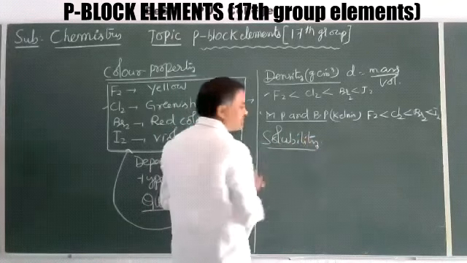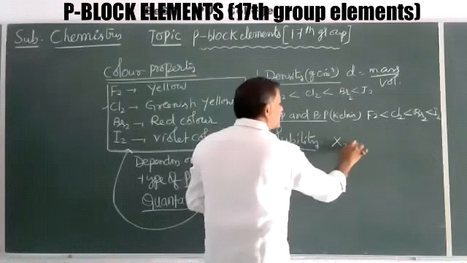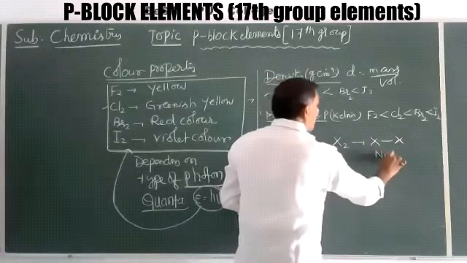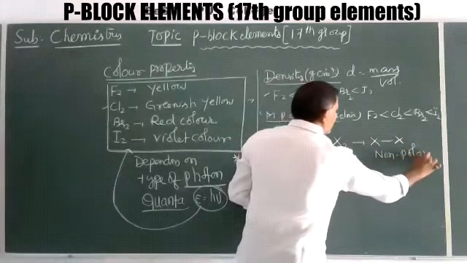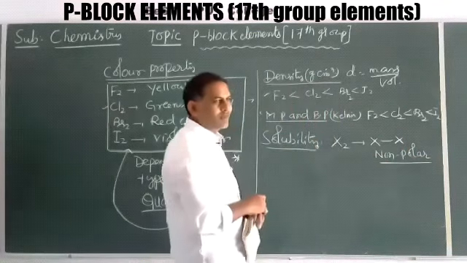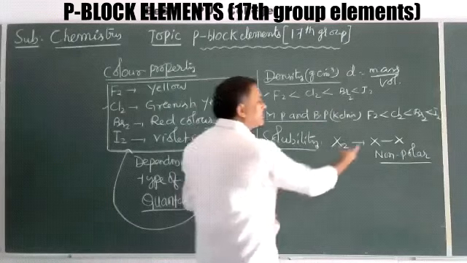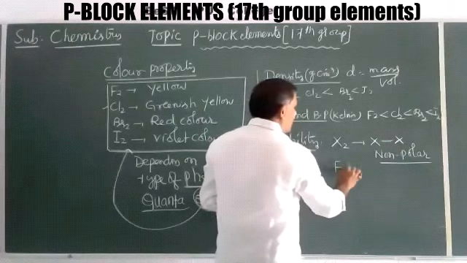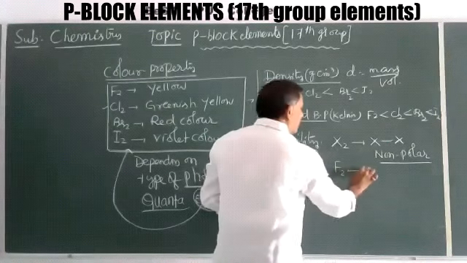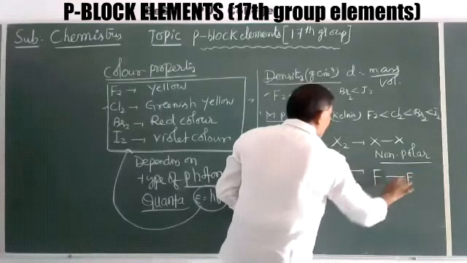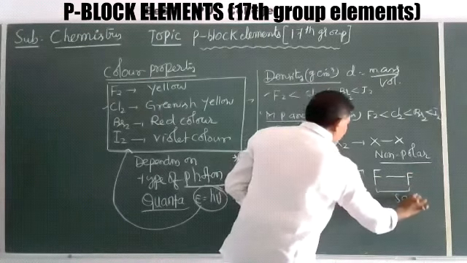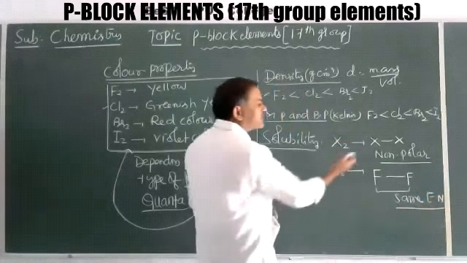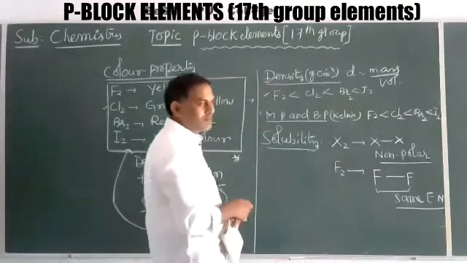Solubility of halogens. Now, X2 is generally X-X. It is non-polar in nature. There are no charges because both atoms have the same electronegativity values. Generally, like the F2 molecule, it is F-F. Both have the same electronegativity. Same electronegativity values means there are no charges, no poles. That's why they are non-polar in nature.